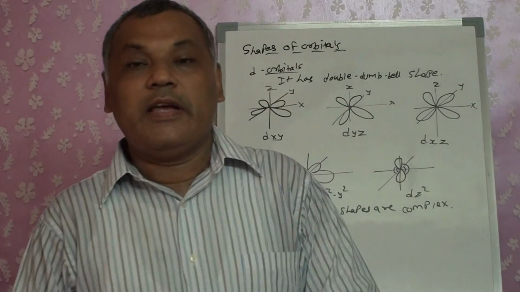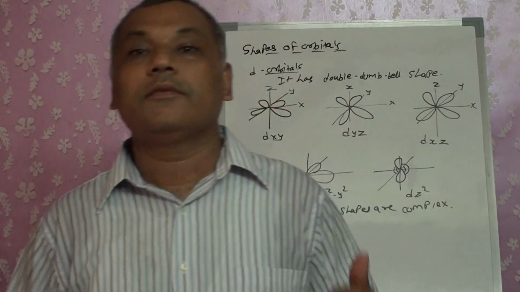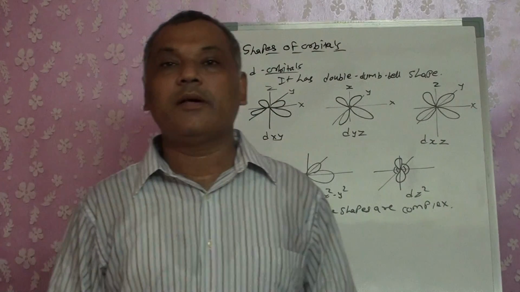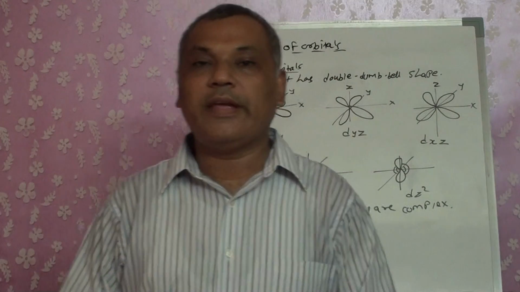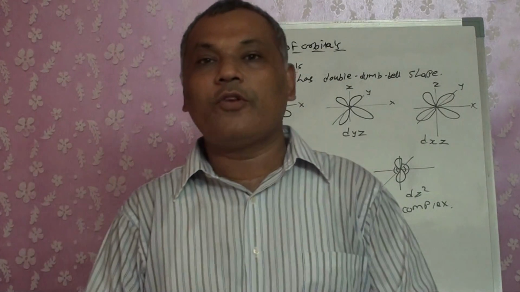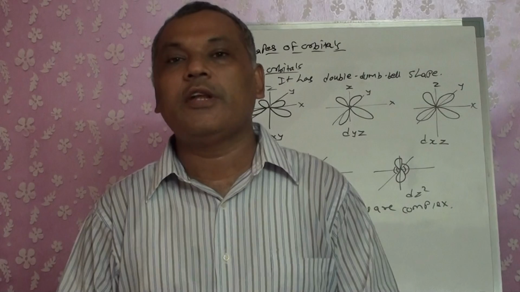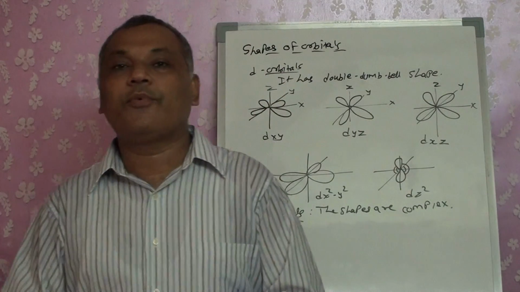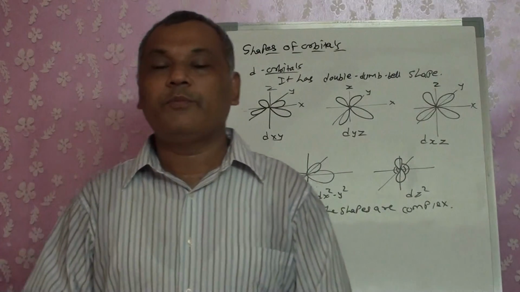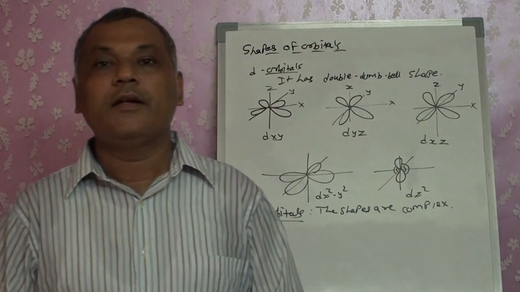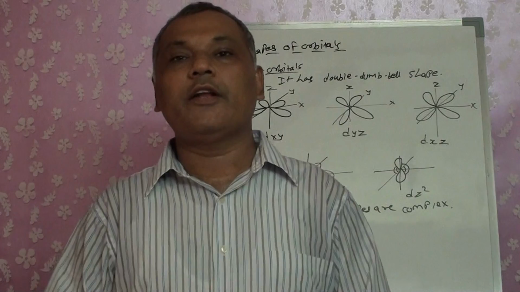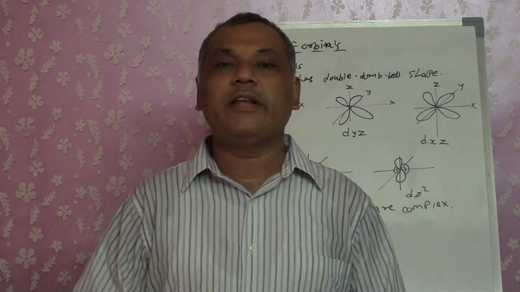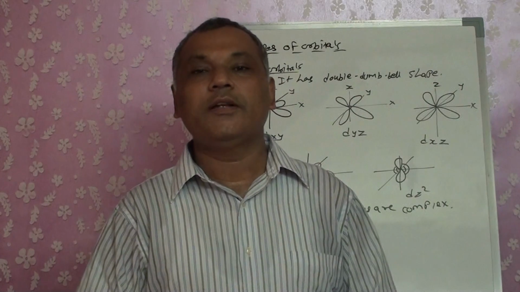For s we have a spherical shape, for p dumbbell, for d double dumbbell. For s we don't have angular nodes. For p we always have 1 angular node. For d we have 2 angular nodes. Radial nodes depend upon the energy level, the principal quantum number n. Depending upon it, the number of radial nodes can be calculated. The formula is n minus l minus 1.